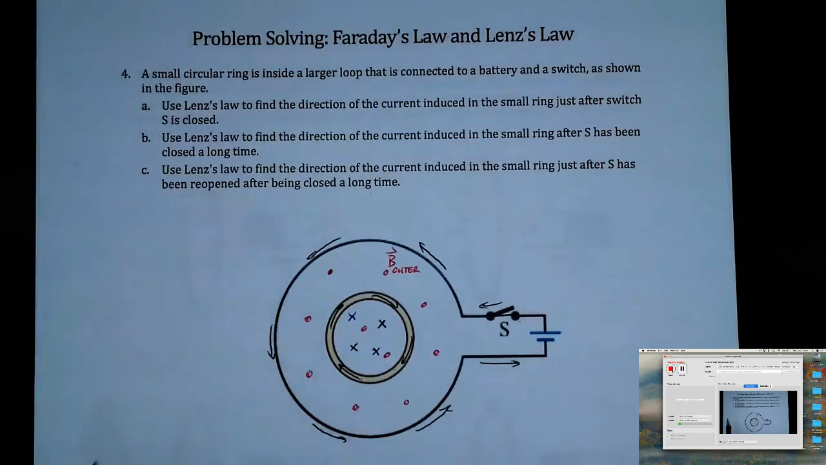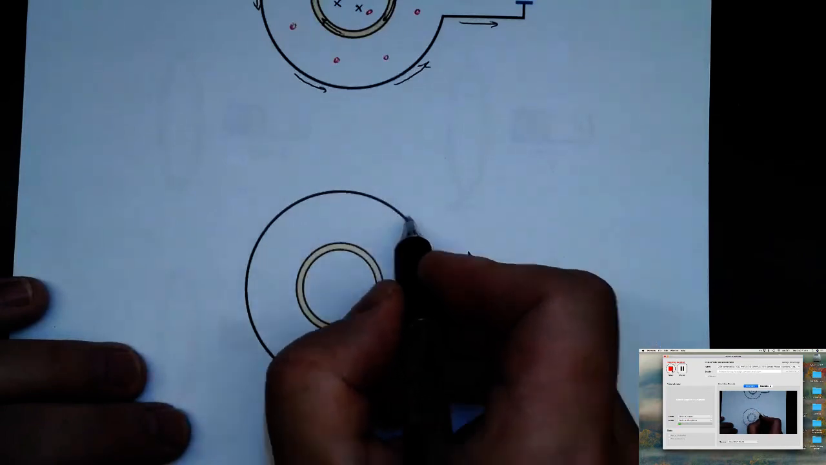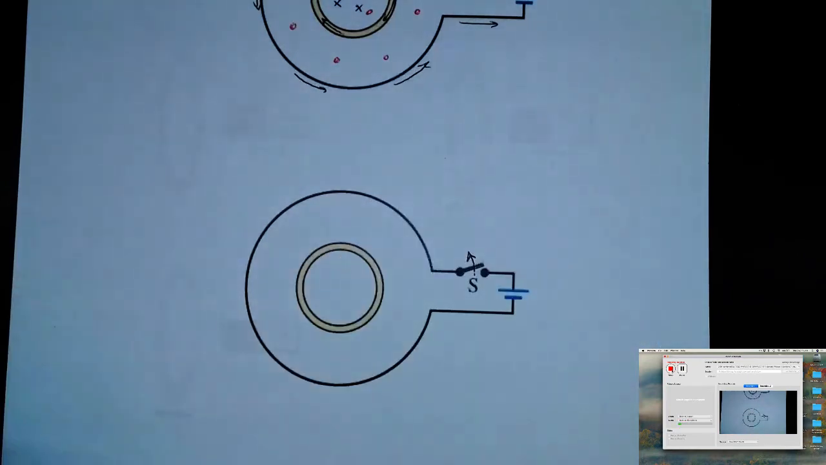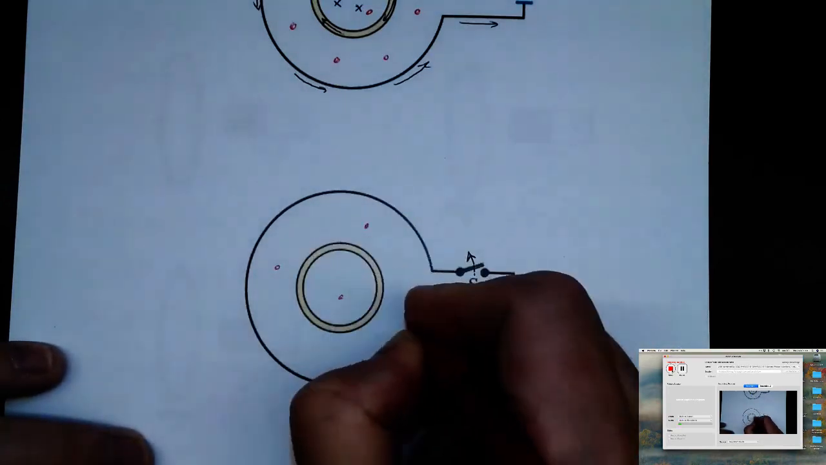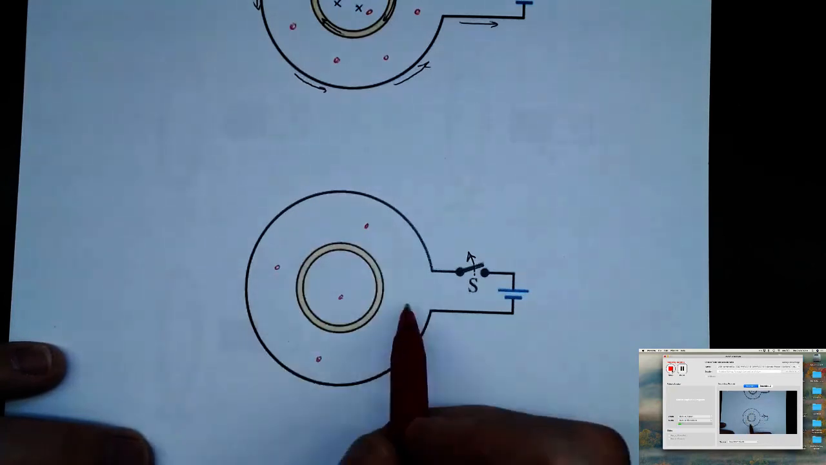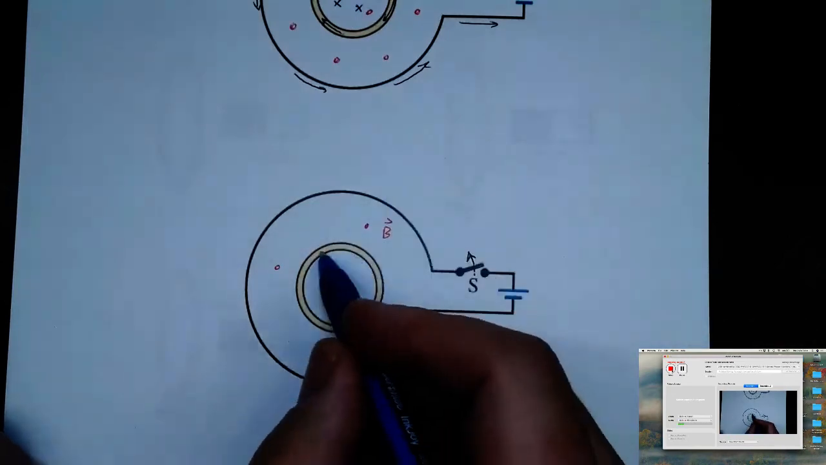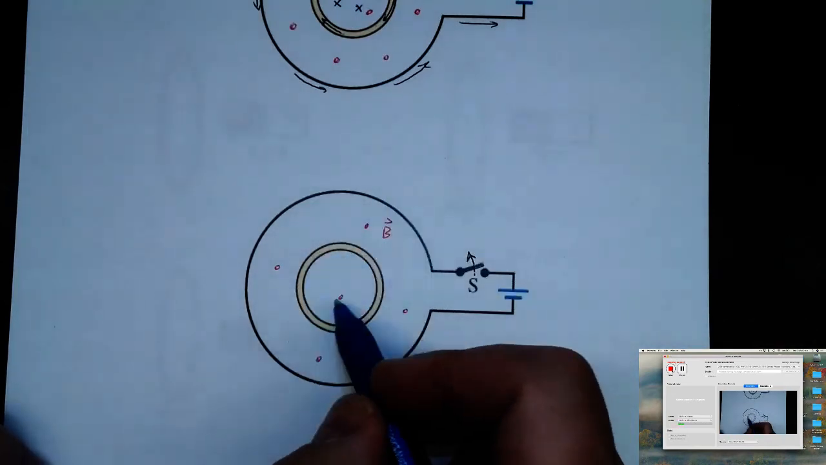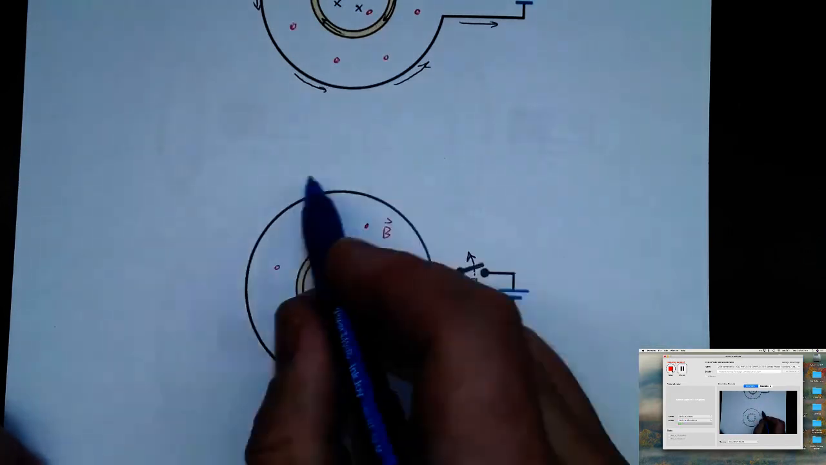The third situation says use Lenz's law to find the direction of the current induced in the small ring just after S has been reopened. So if we've just reopened the coil here, the current stops flowing, but it doesn't do so instantaneously, and so there is still some external magnetic field here, but this magnetic field is getting weaker with time. It's going away, and this coil, which had a steady amount of magnetic flux through the middle of it, now is losing magnetic flux from this external ring.